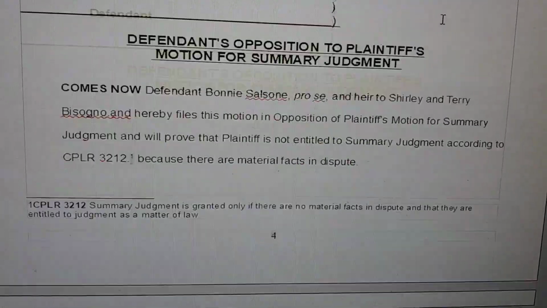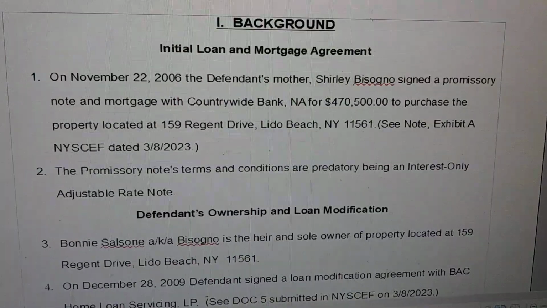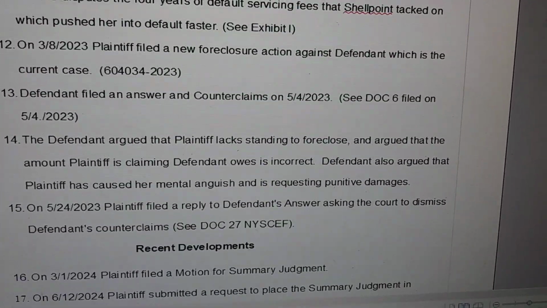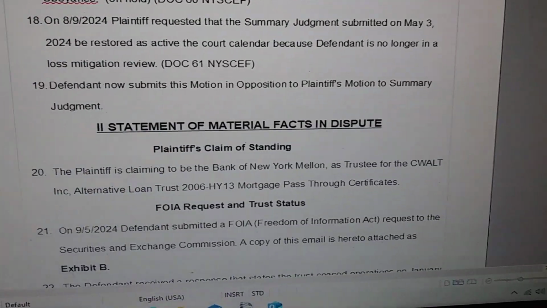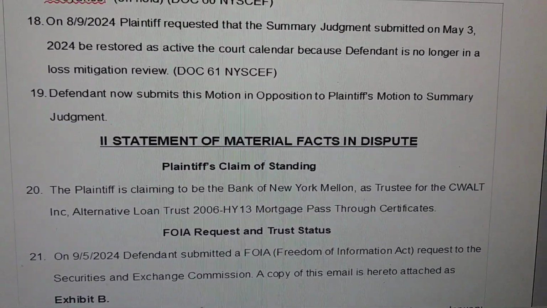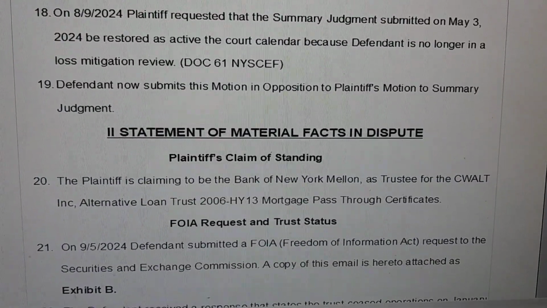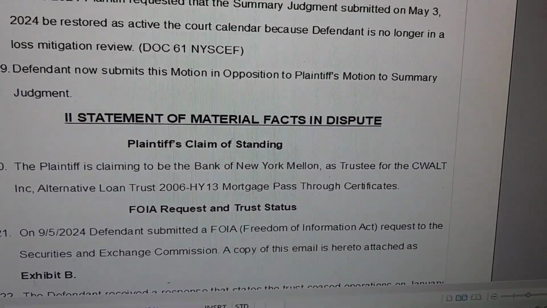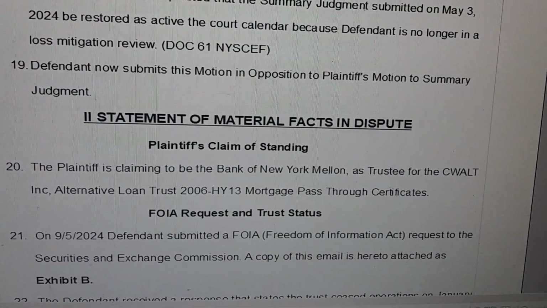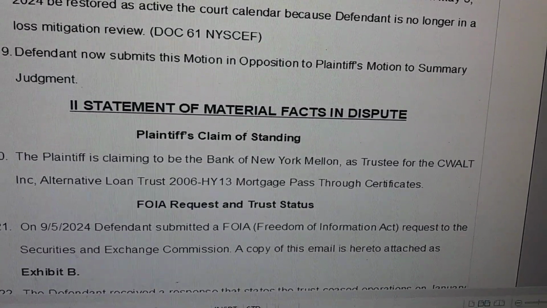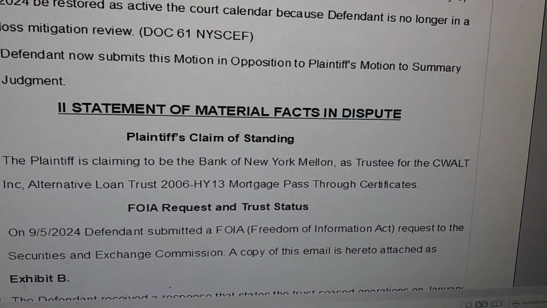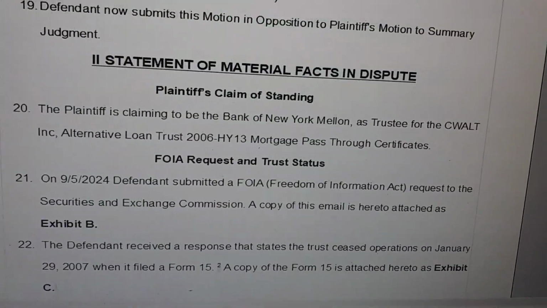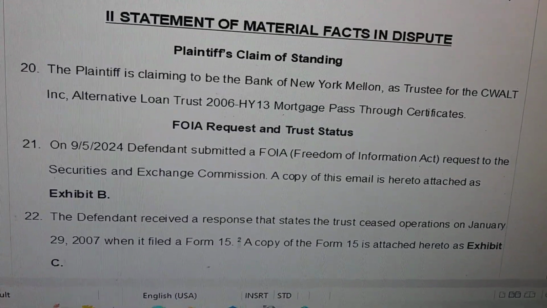Okay, now let's see here. We're going to go past a lot of this stuff into the meat of it. Let's go to statement of material facts in dispute. The plaintiff is claiming to be the Bank of New York Mellon as trustee for the C-Walt, Inc. Alternative Loan Trust 2006-HY13 Mortgage Pass-Through Certificates. FOIA request and trust status.